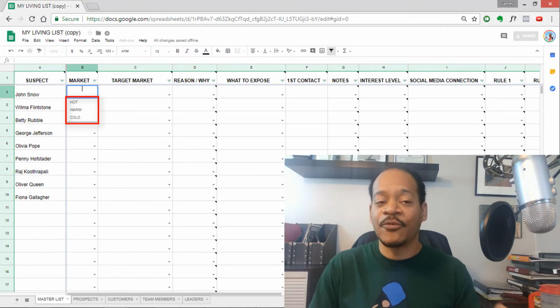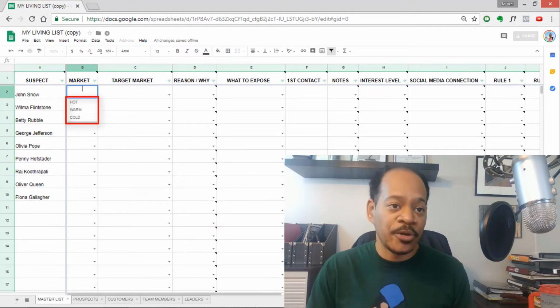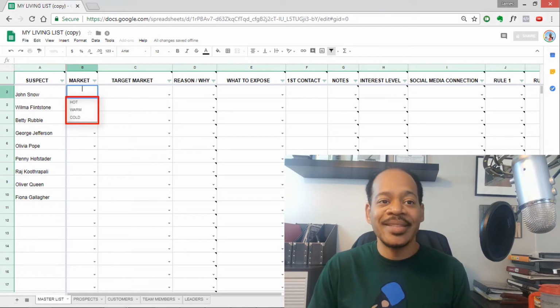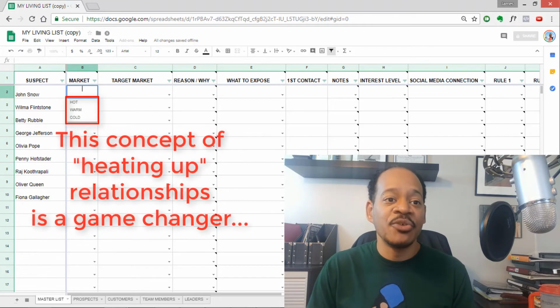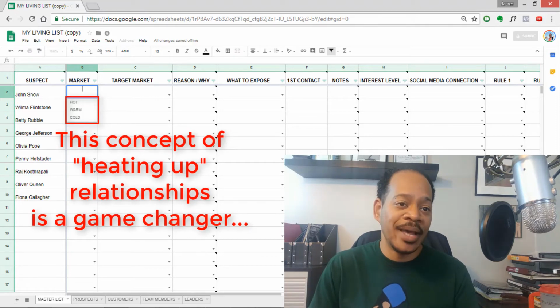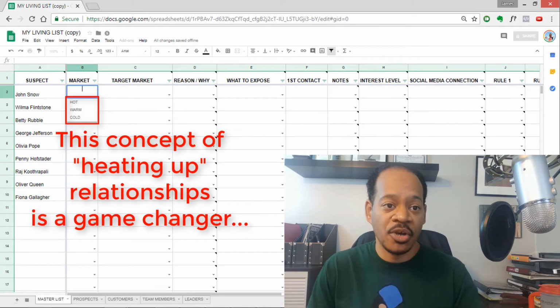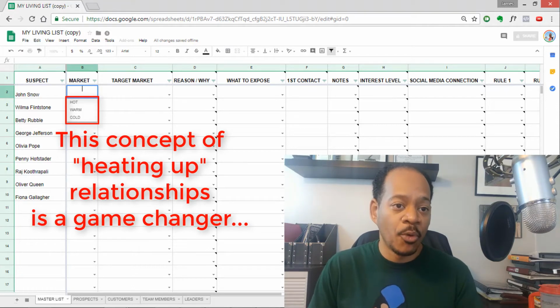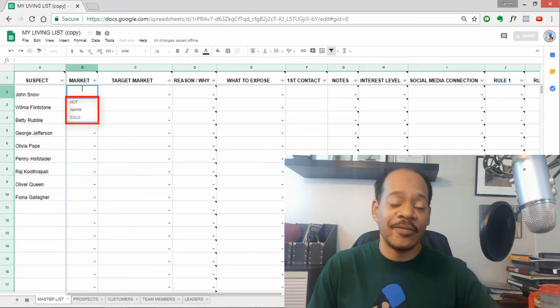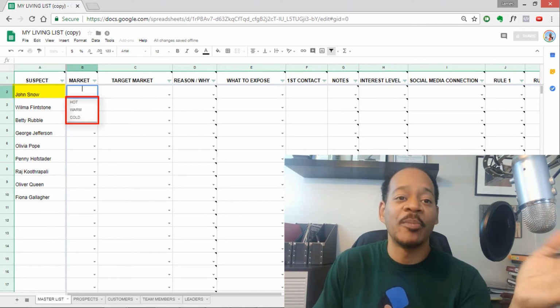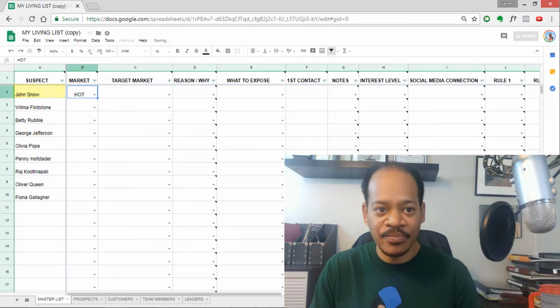That's why it's really important for us to realize that just because a person is in our hot market, it doesn't mean that the relationship is hot when it comes to talking about business. In fact, you might find that people in your hot market who know you best are actually cold when it comes to talking about business. That's why it's important that you learn to work your list properly and you begin to focus on heating up relationships. So let's go ahead and look at the first person on our list, Jon Snow. Because Jon Snow is a character from one of my favorite shows, Game of Thrones. So I'll go ahead and include him in my hot market.